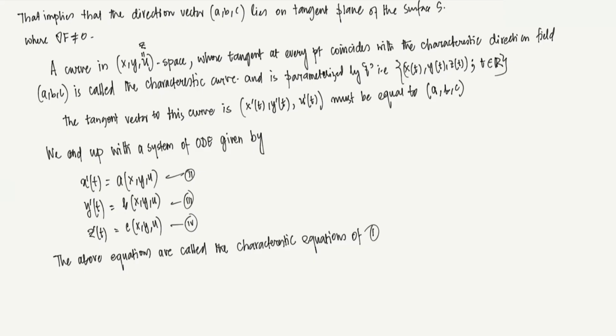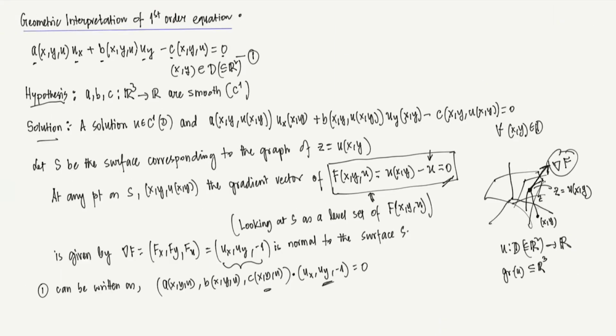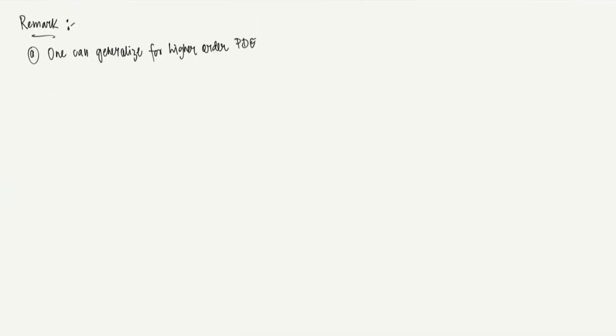Now maybe I can give you a small remark. Remark A: this geometric interpretation one can generalize for higher order PDE. But you do realize what is happening even for this PDE: the visualization is in R3. So if you are looking at a higher order PDE, the visualization will not be possible, since that will be more than three dimensions.